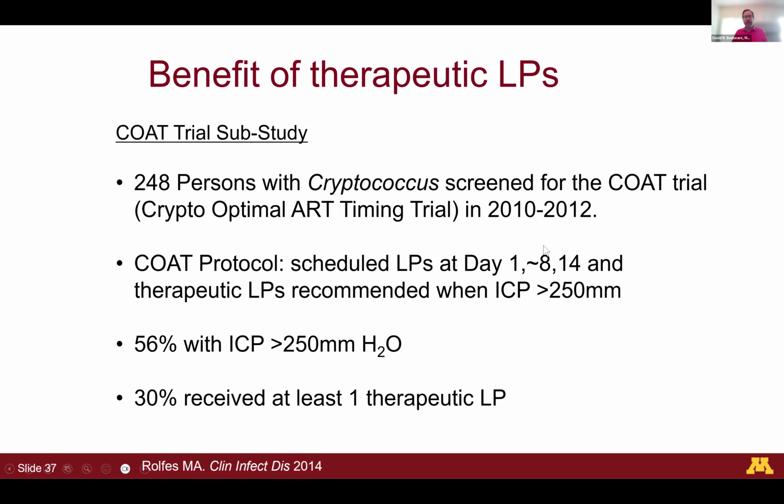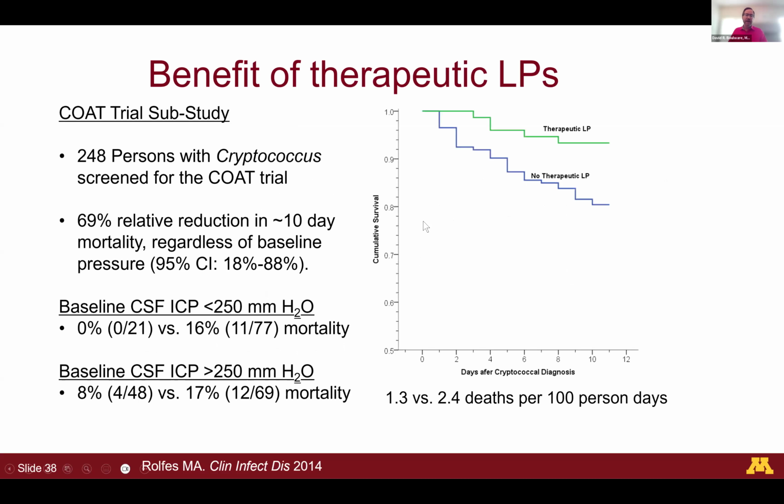In a sub-study that we did a few years ago, we had a protocol where we did scheduled LPs, on day 1, day 7 or 8, and then day 14. A little over half had high pressure. In that first week, we offered therapeutic LPs, but the IRB made us let people decline the LPs, and they didn't want them. People didn't really like LPs. There was some stigma against it. So about 30% received at least one therapeutic LP. And overall, they had a 69% relative reduction in 10-day mortality, regardless of their baseline pressure.